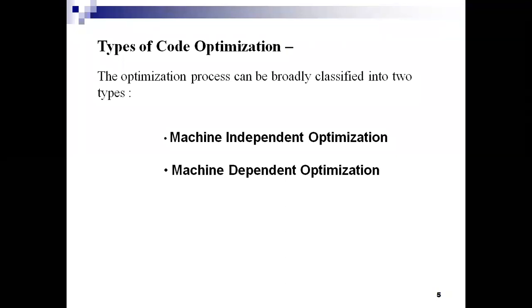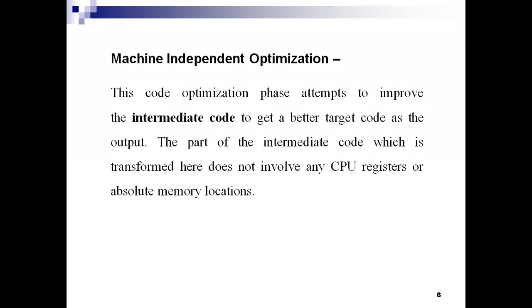And now the concept is about the types of code optimization. Broadly, the optimization process can be classified into two types. One is machine independent optimization. The second one is machine dependent optimization. This classification of optimization can be done in two categories: machine dependent and machine independent optimization. What is machine independent optimization?